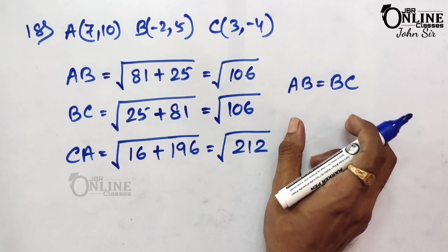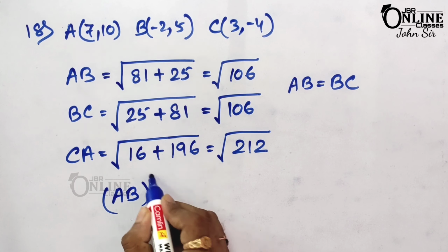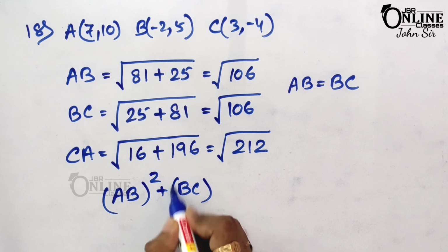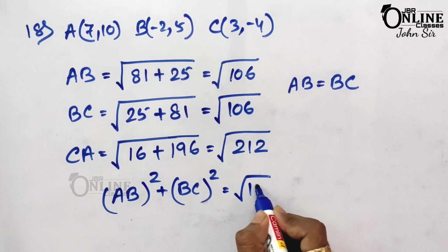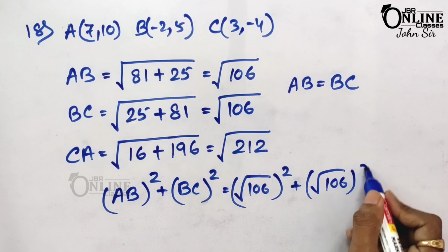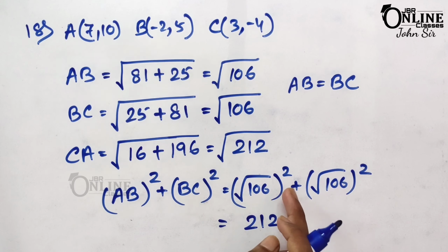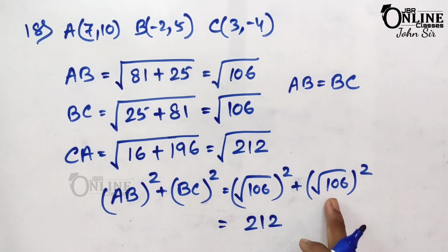You also prove that it's an isosceles right angle triangle. So as here AB square plus BC square, that equal to 106 whole square plus 106 whole square, and that equal to 212. Okay, because 106 root over whole square equal to 106, from that 106.